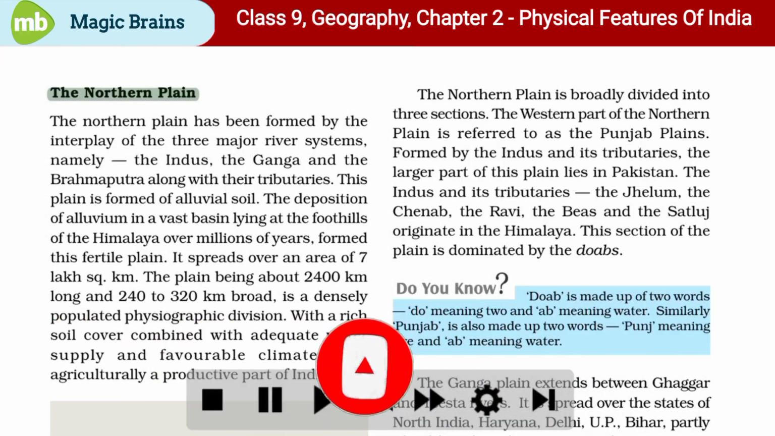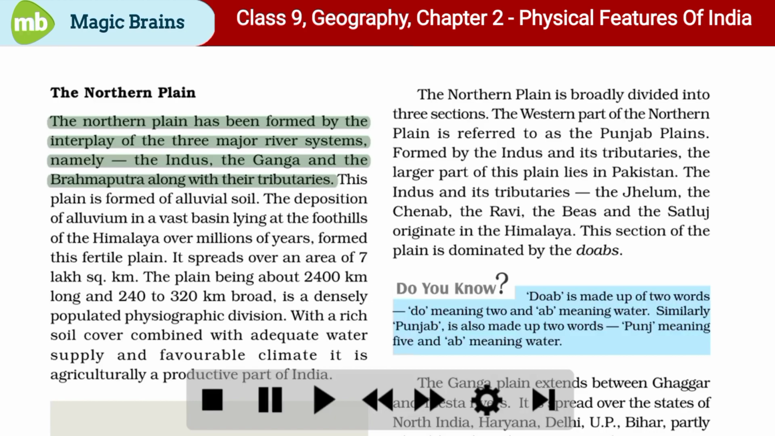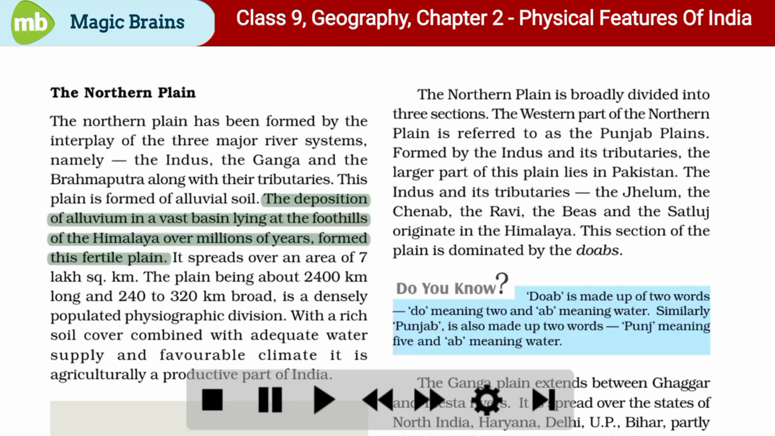The Northern Plain. The Northern Plain has been formed by the interplay of the three major river systems, namely the Indus, the Ganga, and the Brahmaputra, along with their tributaries. This plain is formed of alluvial soil. The deposition of alluvium in a vast basin lying at the foothills of the Himalaya over millions of years formed this fertile plain. It spreads over an area of 7 lakh square kilometers.